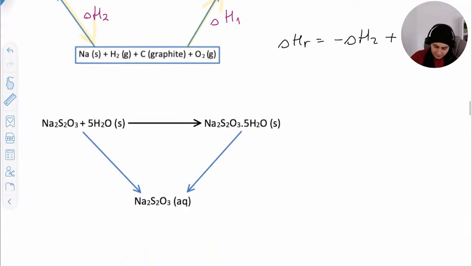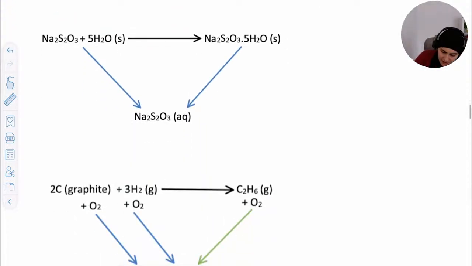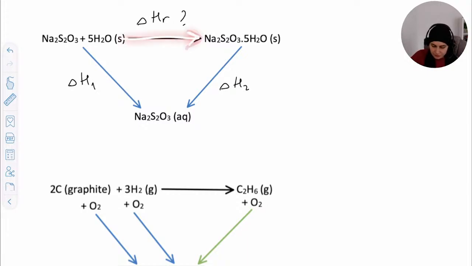Okay, one more example. Let's say you need to find the enthalpy change of this reaction, and let's say it's delta HR. That's what we need to find. And you know the enthalpy change for this reaction. Let's say that's delta H1, and this is delta H2. So this is your direct route. So you say delta HR equals to... This is your start, this is your end. So you go from start to end.